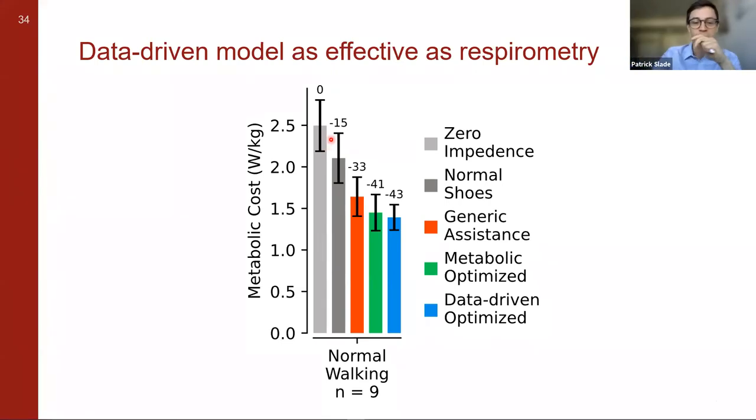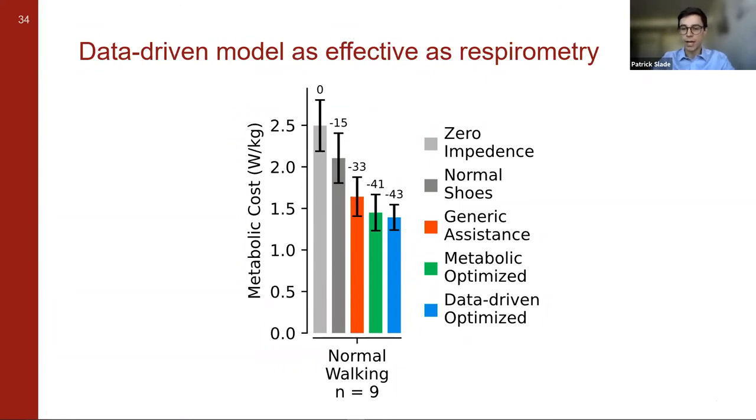Okay, we find that it performs better than a generic assistance profile, which is the parameters optimized for other users, and significantly better than normal shoes or zero impedance, which is the exoskeleton turned off. So it provides a net benefit of about 43% compared to the exoskeleton turned off, which is quite amazing. And this could really benefit population groups that have difficulty getting around. So here we test with able-bodied people, but we hope that this extends to other population groups as well.